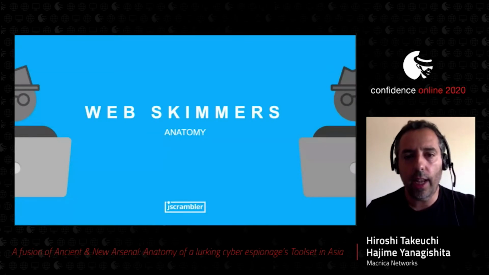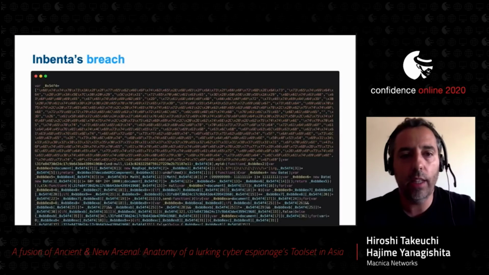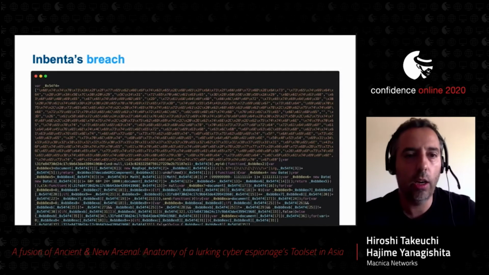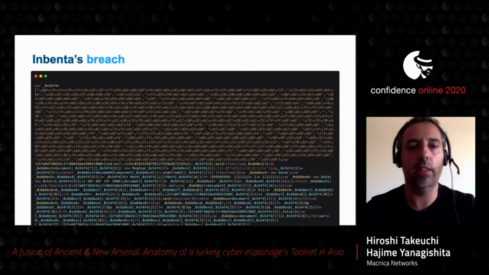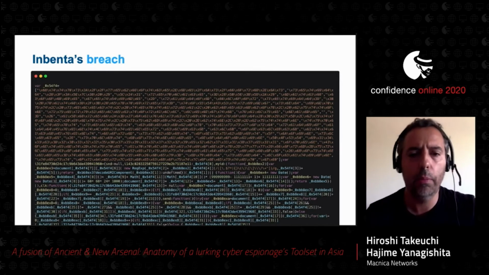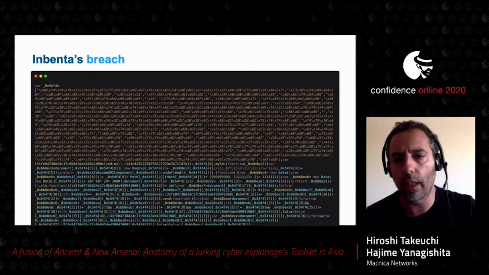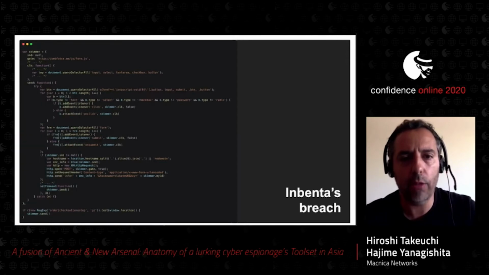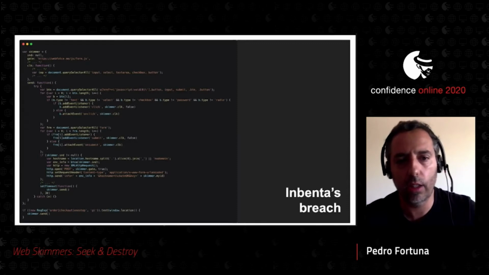So talking about the anatomy of an attack, what you're seeing right now is the Inbenta web skimmer. It was used in the Ticketmaster breach back in 2018. You are just seeing the skimmer. It's a one-liner that was concatenated at the end of a file. As you can see, it's obfuscated, but this obfuscation is not very resilient. By doing a bit of manual deobfuscation, you get the gist of what the code is doing.